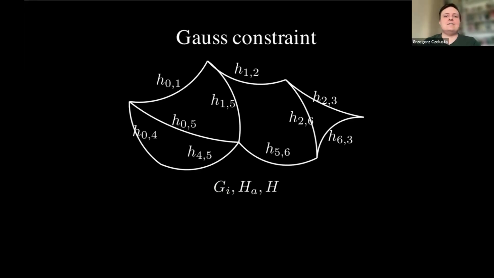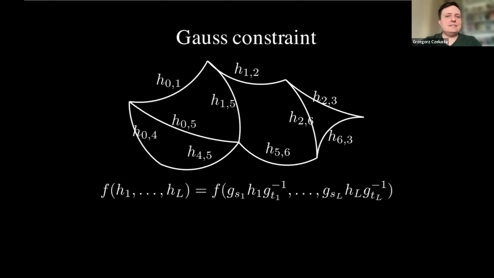So let us therefore focus on the Gauss constraint. The Gauss constraint means that the cylindrical function defined on the given graph must be gauge invariant. In other words, if the holonomies entering this function are transformed by SU2 group elements, the value of the function should remain unchanged. And since the gauge transformation of a holonomy living on a link acts at the endpoints of that link, the Gauss constraint is imposed at the vertices of the graph where several links meet.